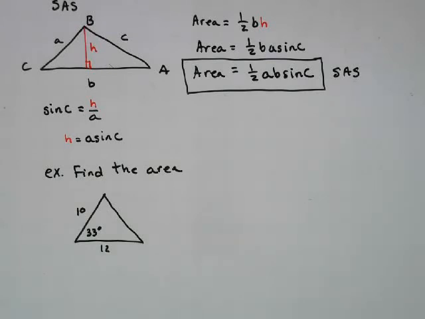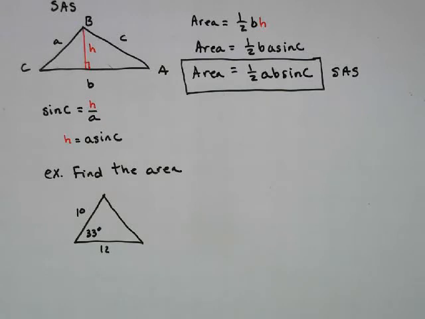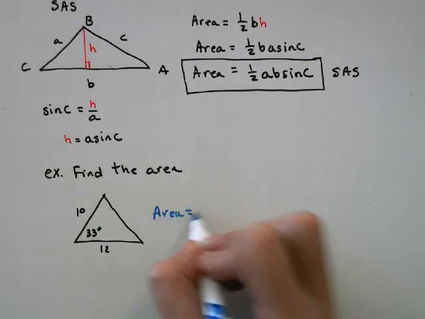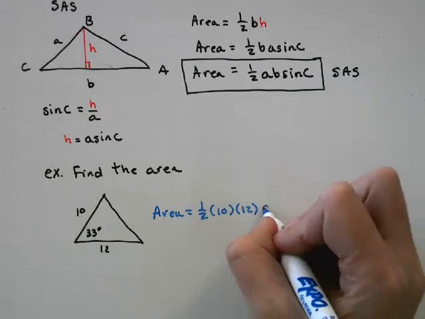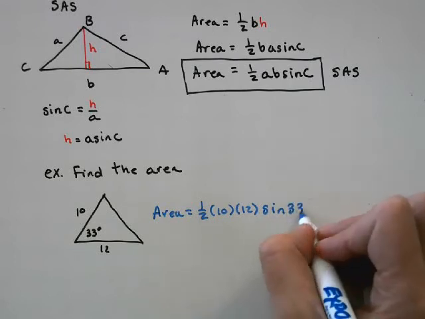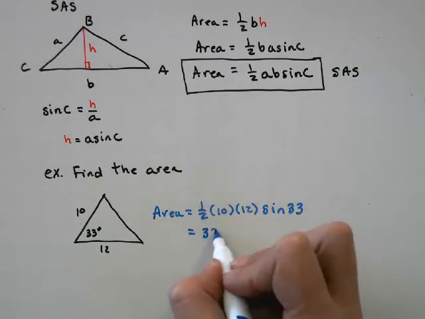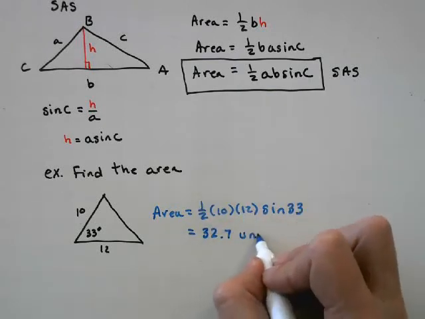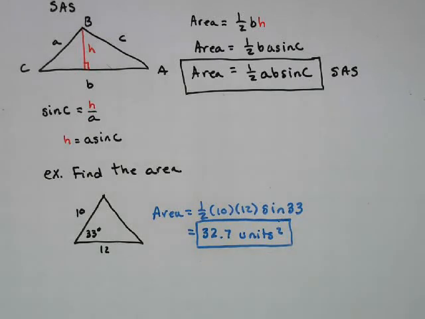So here we have a triangle, and we have two sides and the angle included. So this area is going to be 1/2 times 10 times 12 times the sine of 33. We type that in the calculator and get 32.7. This is area, so this would be units squared. So it's just another way that we can find area if we have information other than base times height.